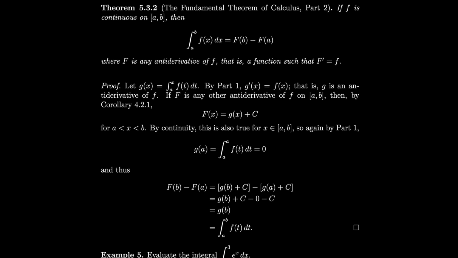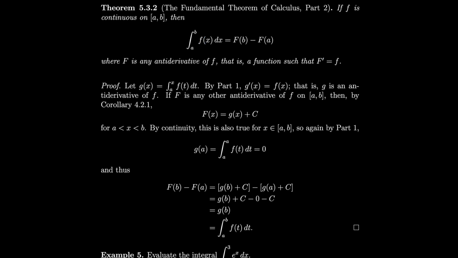For the fundamental theorem of calculus part 2, we say again, if f is continuous on the closed interval [a, b], then the integral is equal to the difference in the antiderivatives at the endpoints. So here's an antiderivative at b minus an antiderivative at a. The fundamental theorem of calculus part 2 says we can choose this capital F to be any antiderivative, any function whose derivative is f.